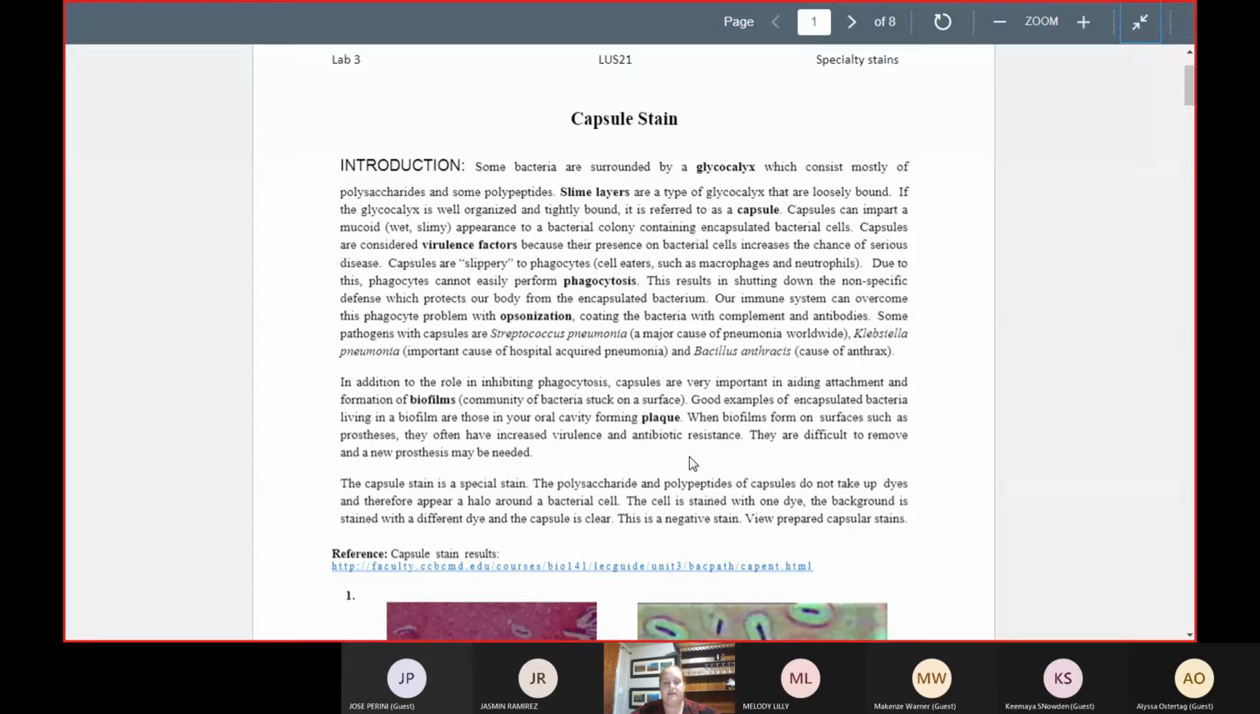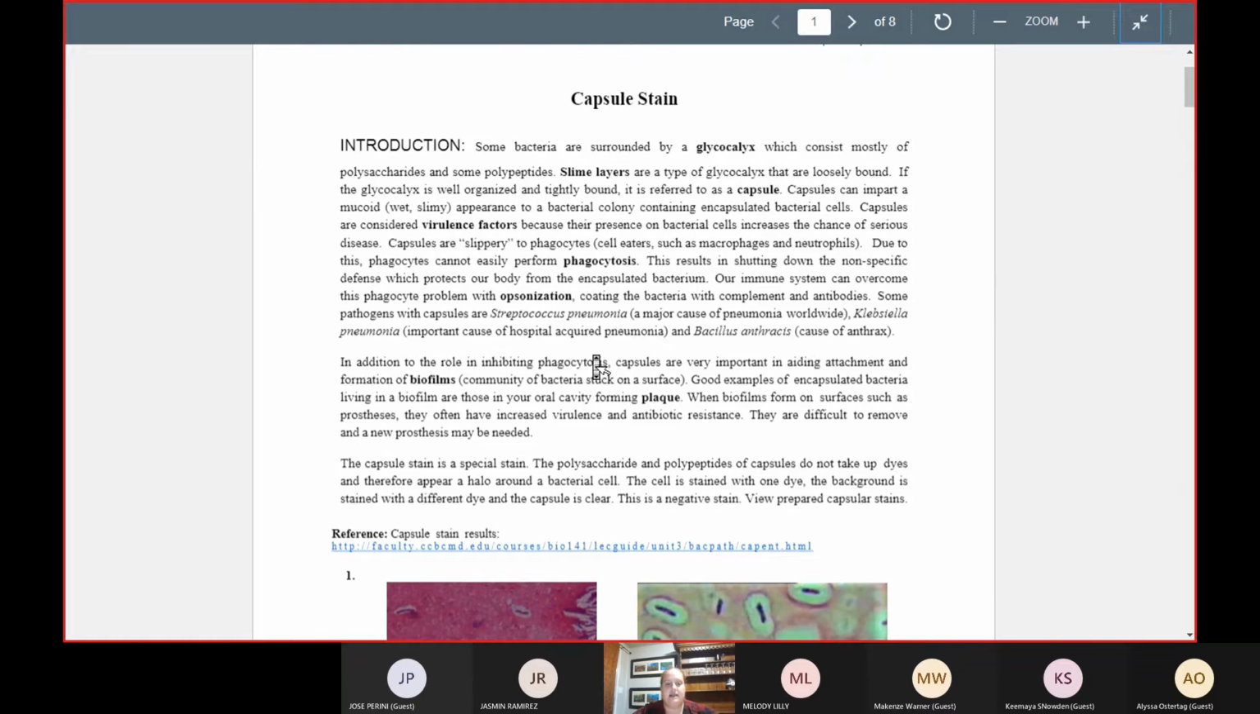similar to your acid-fast stain that was testing for a virulence factor, which would be the mycolic acids that are found in your Mycobacterium and your Nocardia genera, the capsule stain is also testing for a virulence factor, the capsule. Capsules are made of glycocalyx. That's the term you should probably know. And glycocalyx is kind of like a loosely bound slime layer that surrounds the cells.